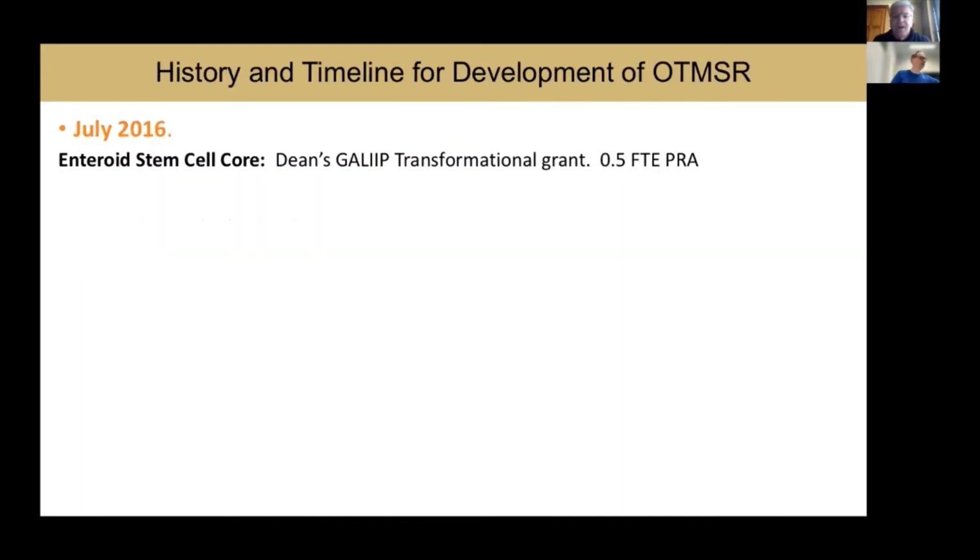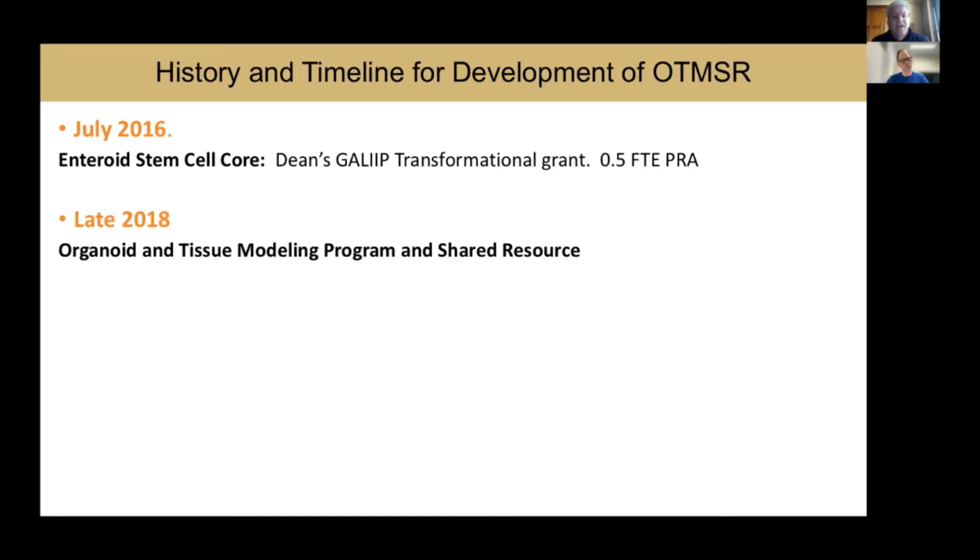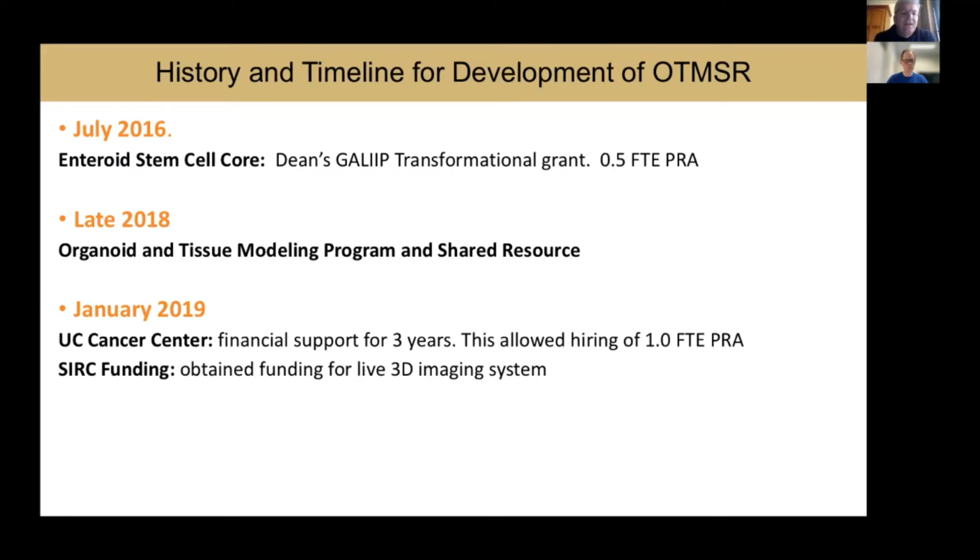Because we are a new resource, I thought I'd just tell you how we developed over time. Originally, I ran the enteroid stem cell core through the Gallup transformational grant that Sean Colgan had, and that started in July 2016. And then Bruce and I established the organoid and tissue modeling program in late 2018. And then in January of 2019, we got support from the Cancer Center for 3 years.